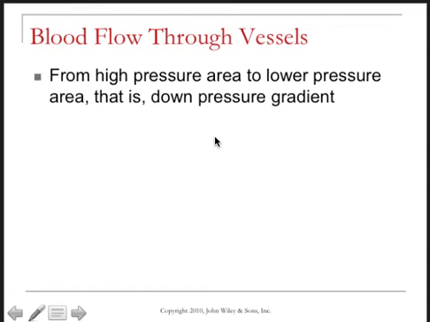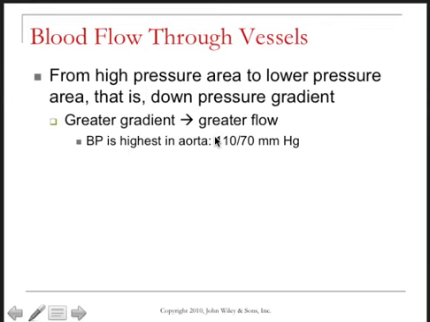Okay, what are some of the factors that govern the direction of blood flow? It's basically the principle that nature abhors a vacuum. Essentially, things always move from an area of high pressure to an area of low pressure. They can't help it. So they move down their pressure gradient. The greater the gradient, the greater the difference in the pressure between two compartments, the more rapid the flow is going to be. Blood pressure is highest at the aorta at around 110/70 millimeters of mercury. Remember that top number is the systolic and that bottom number is the diastolic pressure.